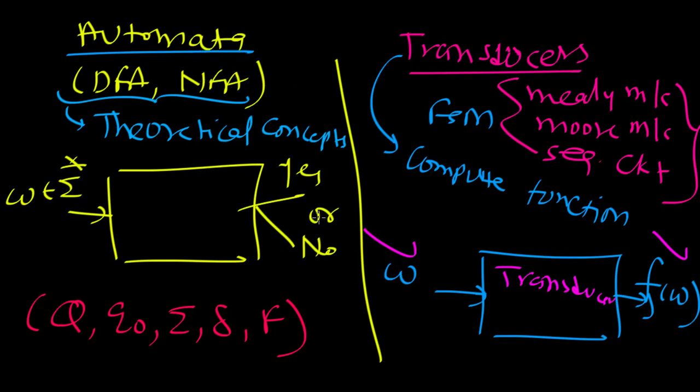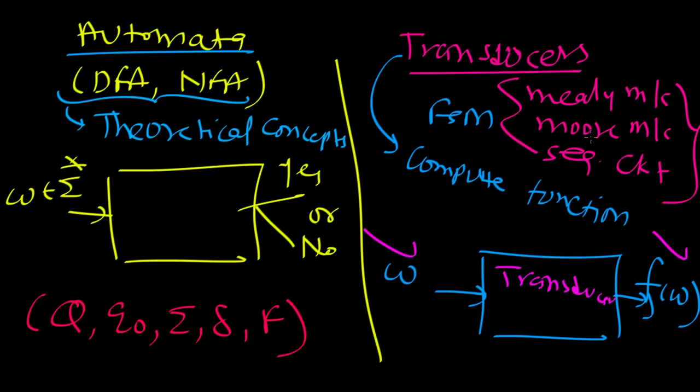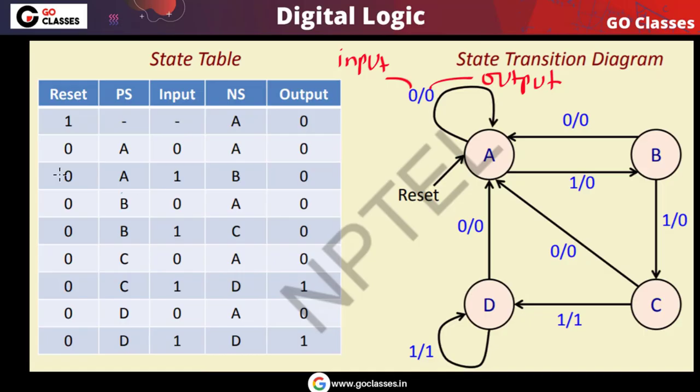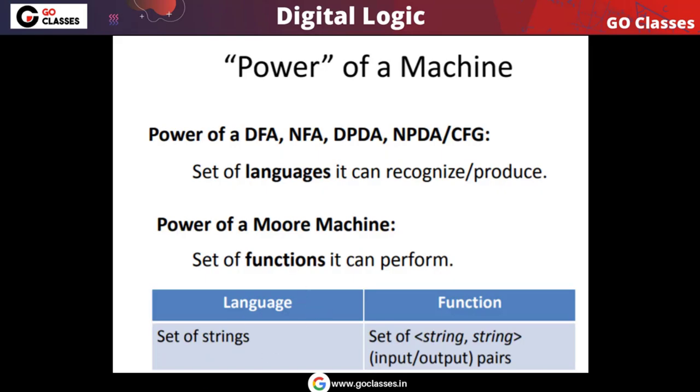But in real life, in practical life, we have sequencer circuits, Mealy machine, Moore machine. In these, we don't have this non-determinism concept. So remember, non-determinism is a theoretical concept. That is the reason I can say that these transducers are basically deterministic. These transducers that we study, Mealy machine, Moore machine and sequencer circuit, are basically deterministic. So finally, this is the definition of a finite state machine. I hope this definition is clear to everyone.